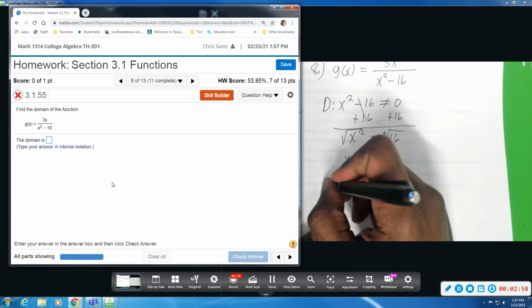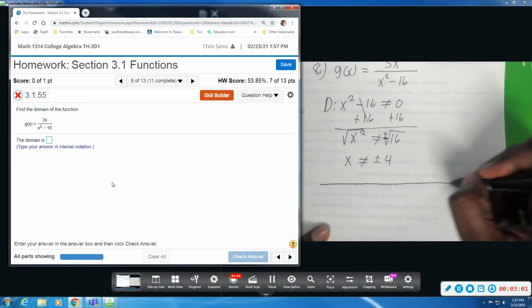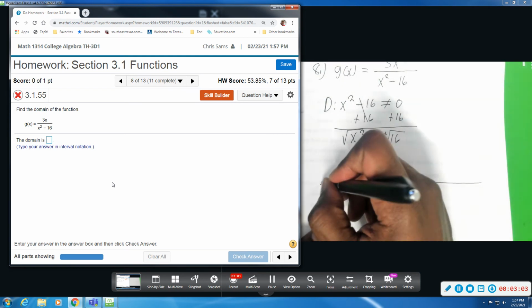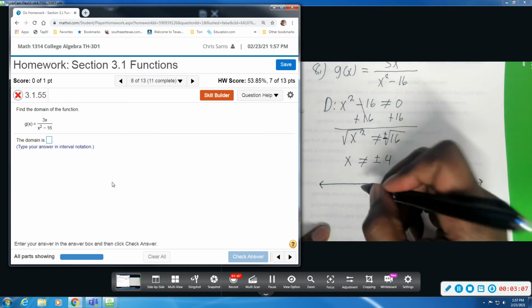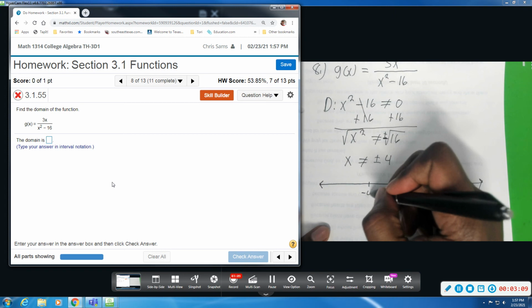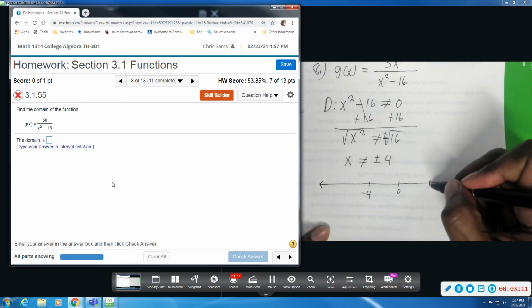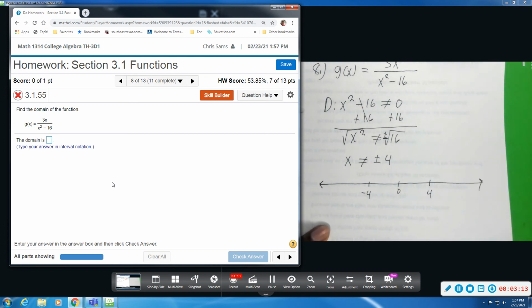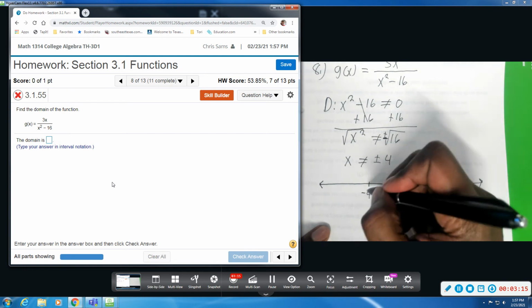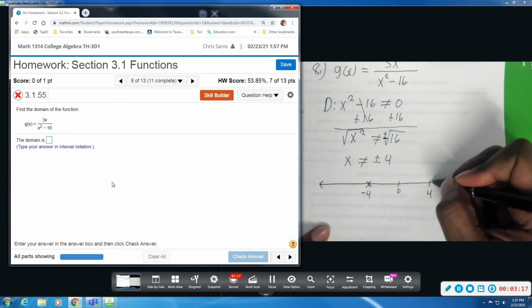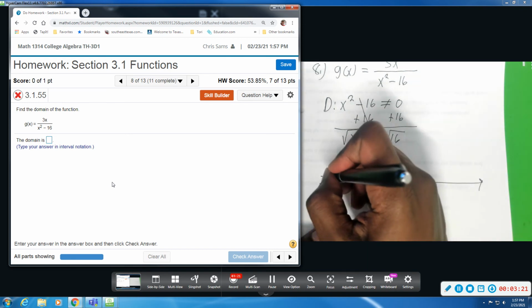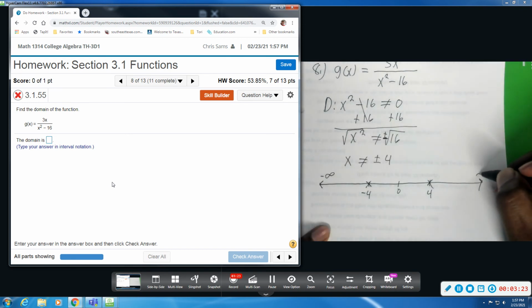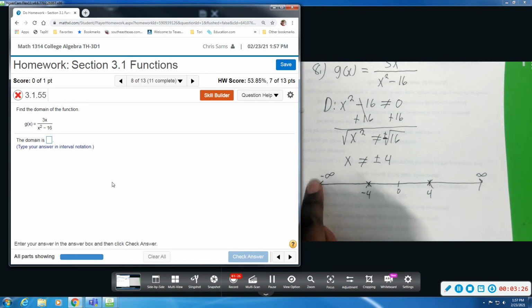Now, we want to put this in interval notation. So we use a number line to help us see what's going on. And 0's in the middle, negative 4 would be over here. That's one possibility, and positive 4 here. And what we're going to do is remove these 2 numbers from the number line, which will break your number line into 3 sections.